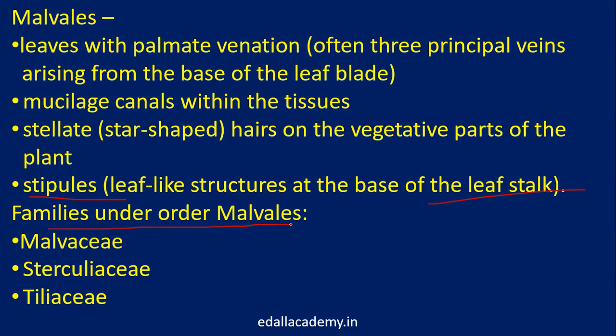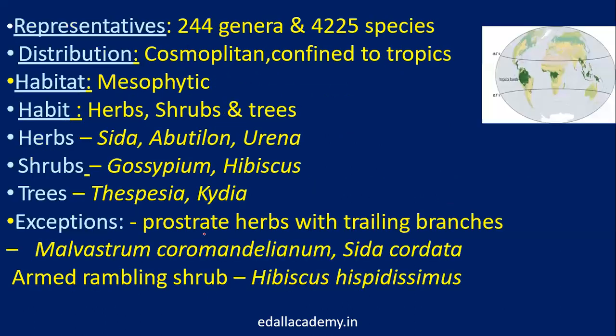Families under Malvales include the Malvaceae family, Sterculiaceae family, and Tiliaceae family. Totally, how many genera are included under the Malvaceae family? 244 genera. And how many species are included under the Malvaceae family? 4,225 species are included. Where are these family members distributed? All over the world. So it is commonly called cosmopolitan. Distributed everywhere, mostly found in tropical regions.